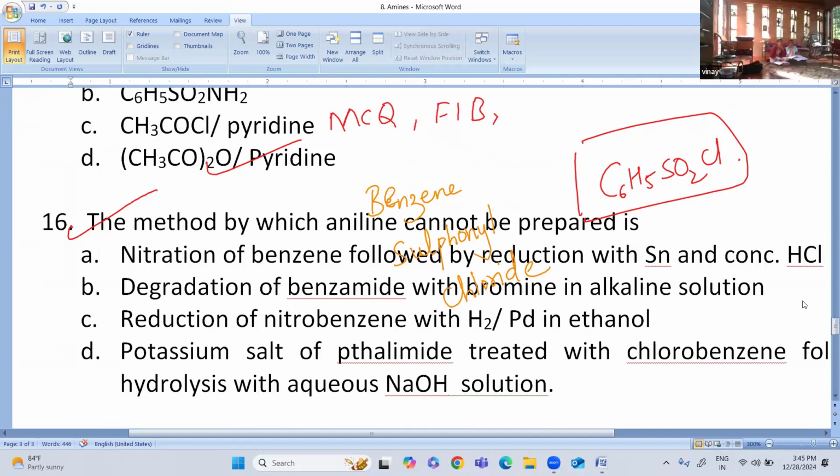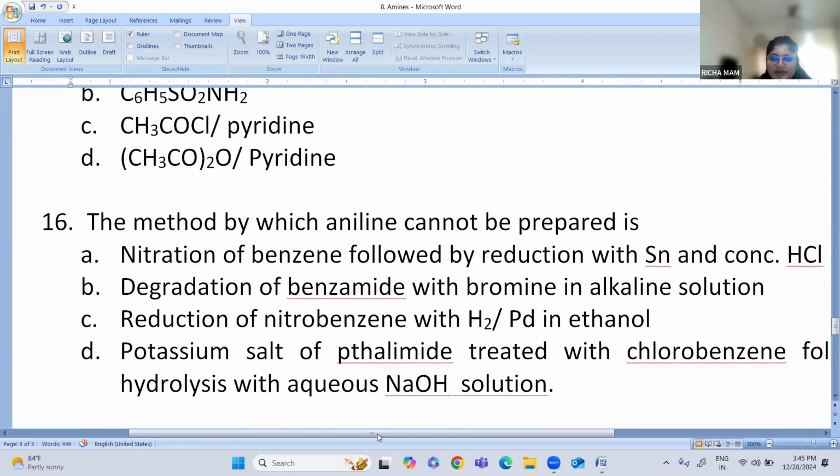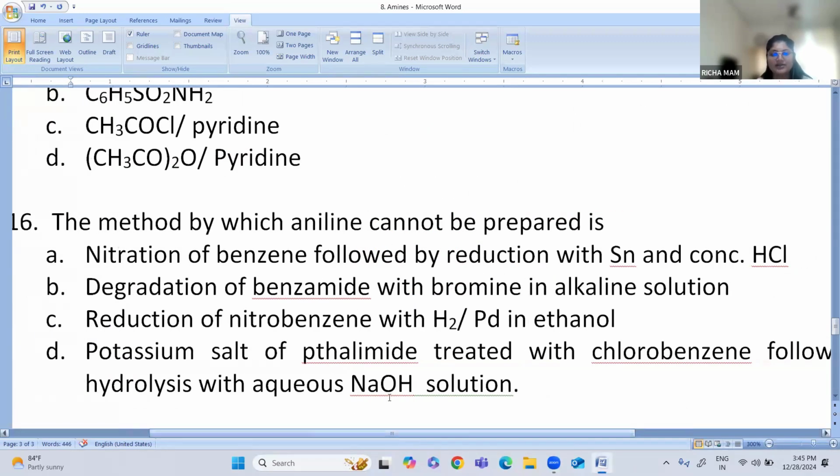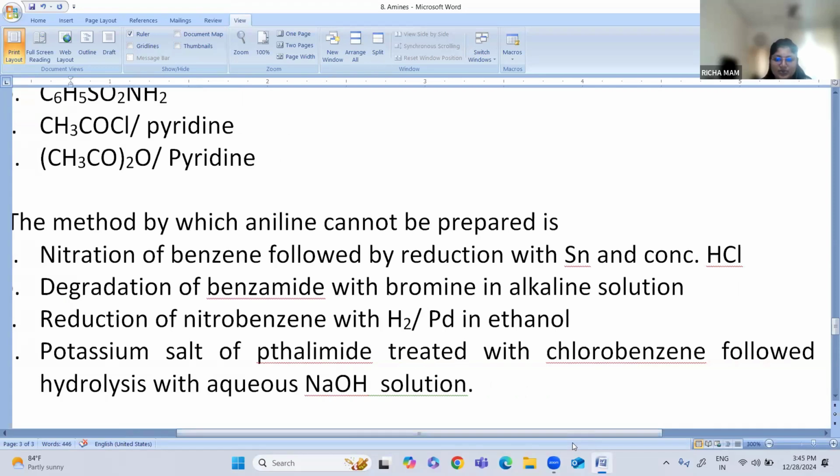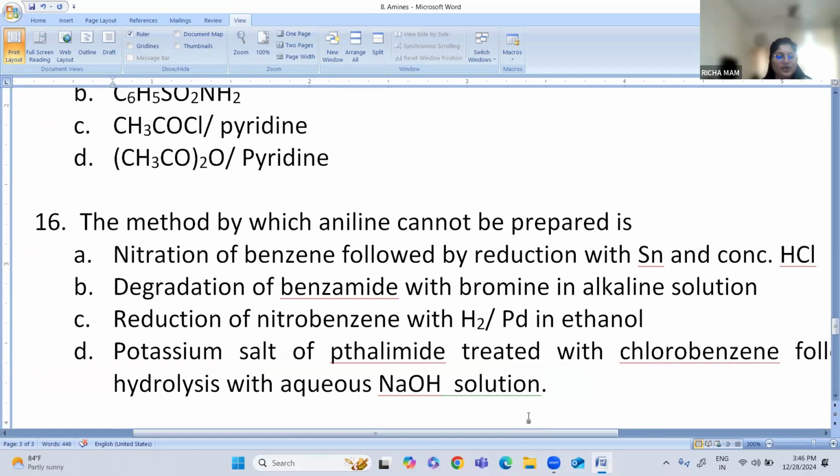The method by which aniline cannot be prepared is: A. Nitration of benzene followed by reduction with tin and concentrated HCl. B. Degradation of benzamide with bromine in alkaline solution. C. Reduction of nitrobenzene with hydrogen and palladium in ethanol. D. Potassium salt of phthalimide treated with chlorobenzene followed by hydrolysis with aqueous NaOH solution. So by which method can aniline not be prepared?